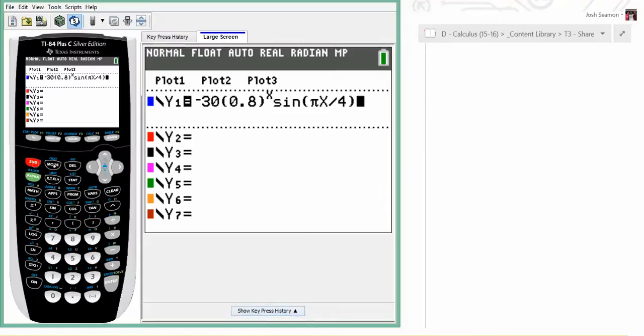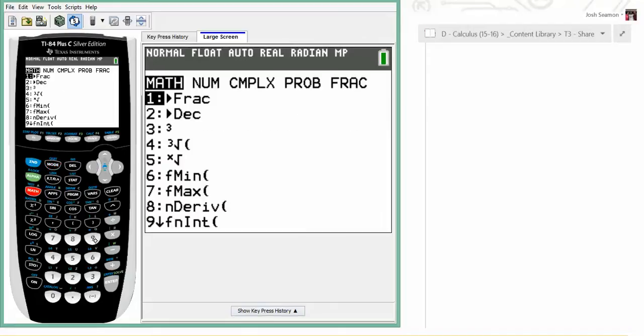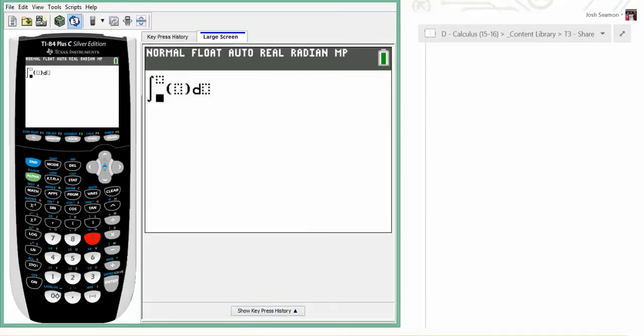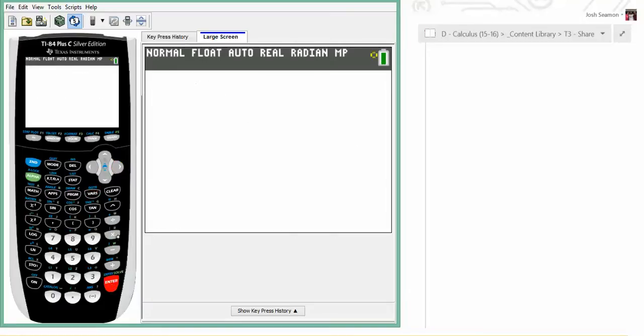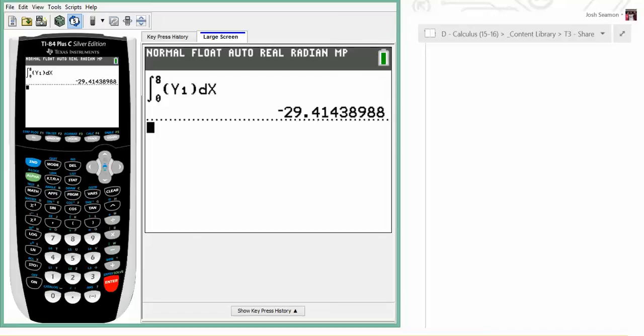So what do we do now? We quit out of here, and then we do math 9, I think it is. You're going from what to what? Like 0 to, let's say, 8. And then it's vars, y1, and then it's dx. And then I hit enter, and look, it's exactly what you thought it was. But you didn't add 5.